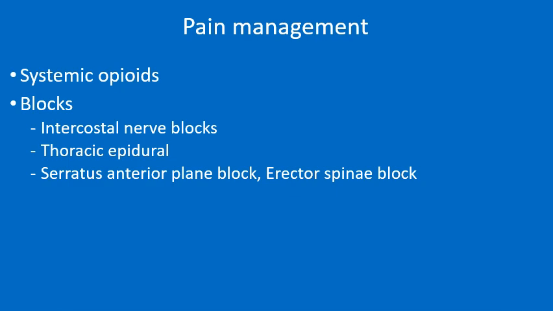Systemic opioids have to be given, and also non-opioids. Systemic opioids have their own disadvantages, and even blocks like intercostal block and thoracic epidural are very useful in these patients. Thoracic epidural and also serratus anterior plane block or erector spinae block help in providing very good analgesia in these patients.